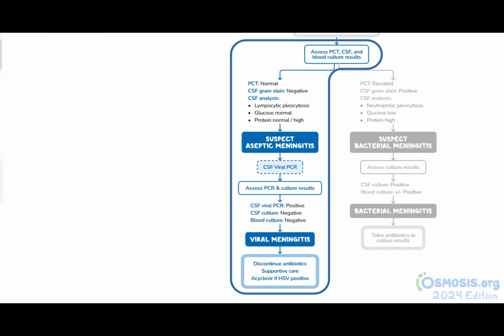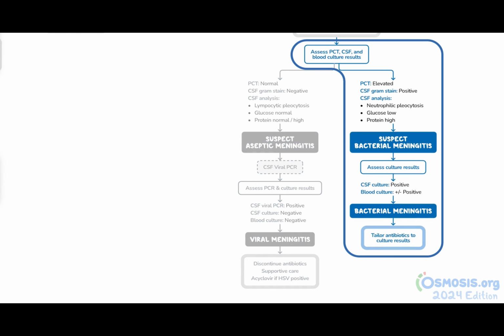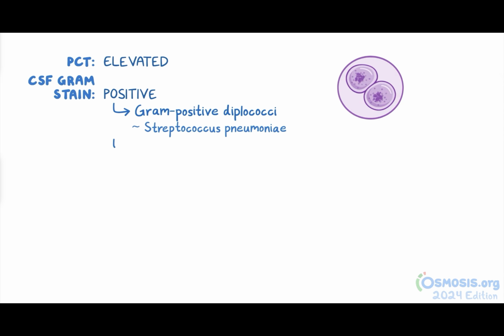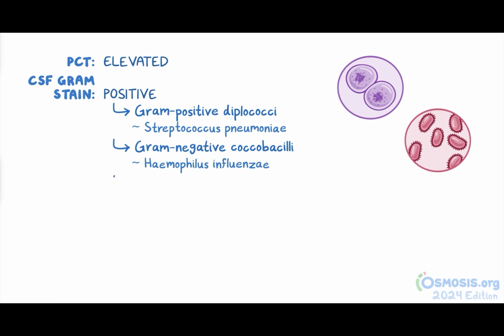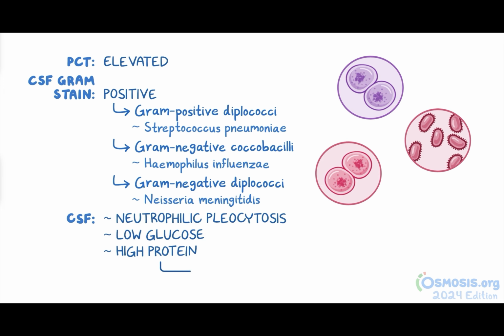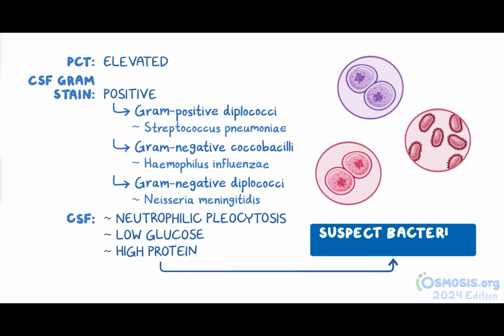Finally, let's look at the lab findings you'd expect to see in bacterial meningitis. Typically, the PCT is elevated, and the CSF gram stain is positive, with gram-positive diplococci suggesting Streptococcus pneumoniae, gram-negative coccobacilli suggesting Haemophilus influenzae, and/or gram-negative diplococci suggesting Neisseria meningitidis. Other CSF findings include a neutrophilic pleocytosis, as well as low glucose and high protein. At this point, you should suspect bacterial meningitis.